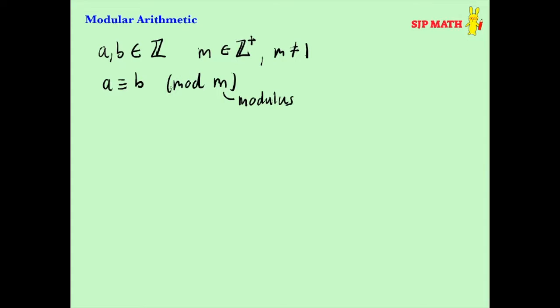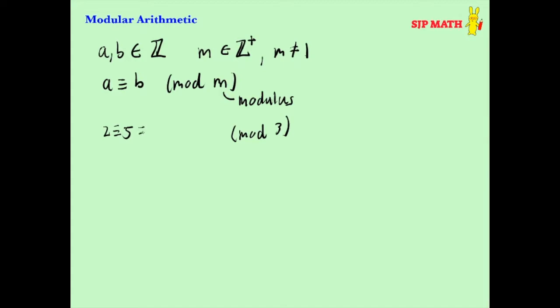So let's try out an example. So let's work with modulo, give me a random number, 3. So in the system of modulo 3, 2 is congruent to 5, because when 2 is divided by 3, the remainder is 2. And when 5 is divided by 3, the remainder is 2. So we say that 2 is congruent to 5, modulo 3.